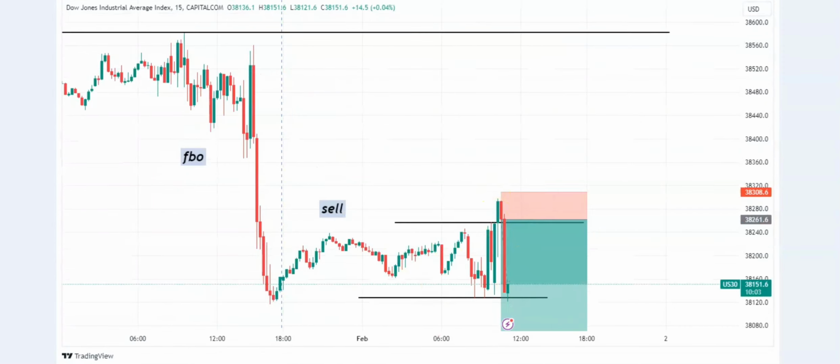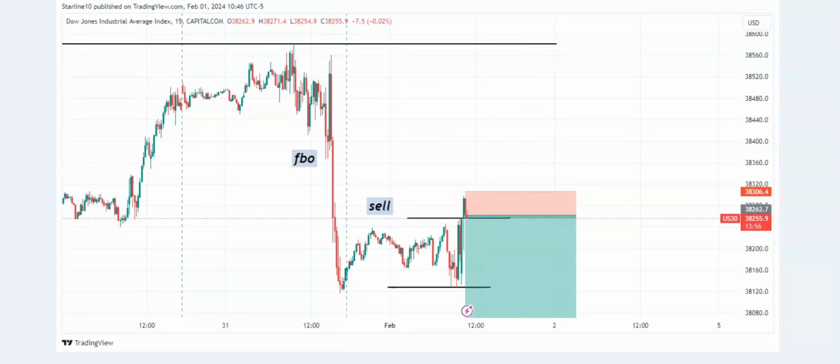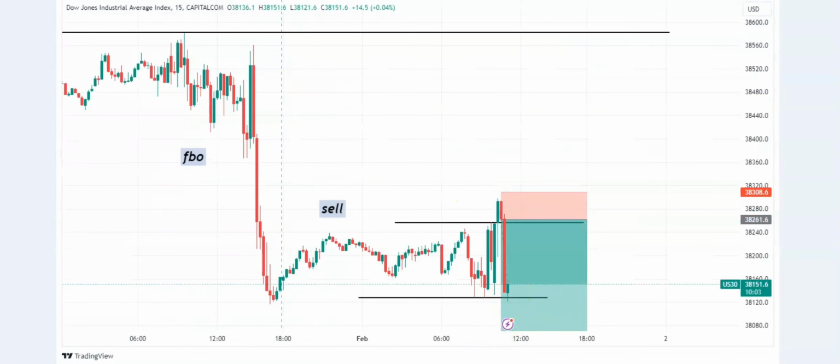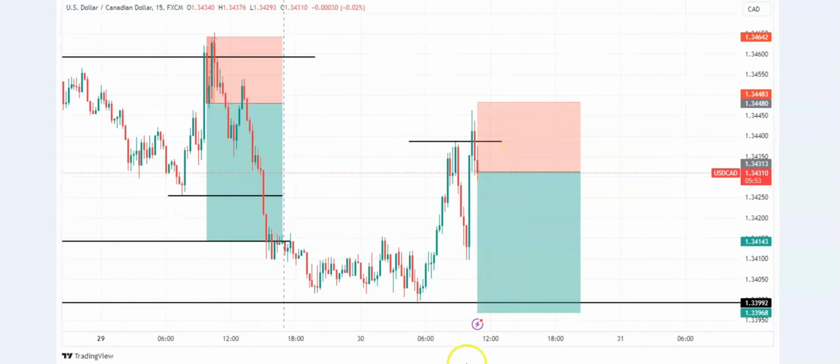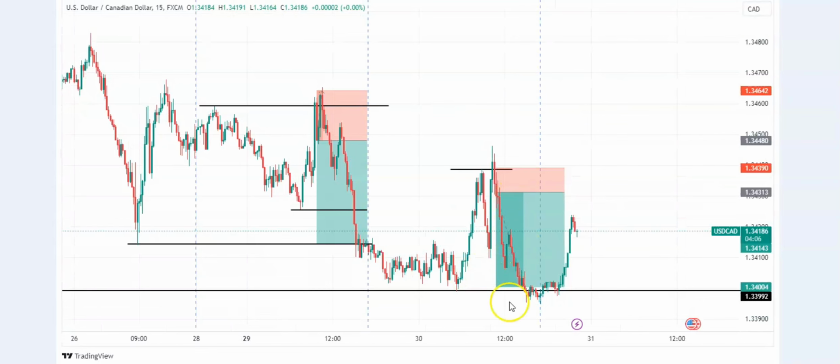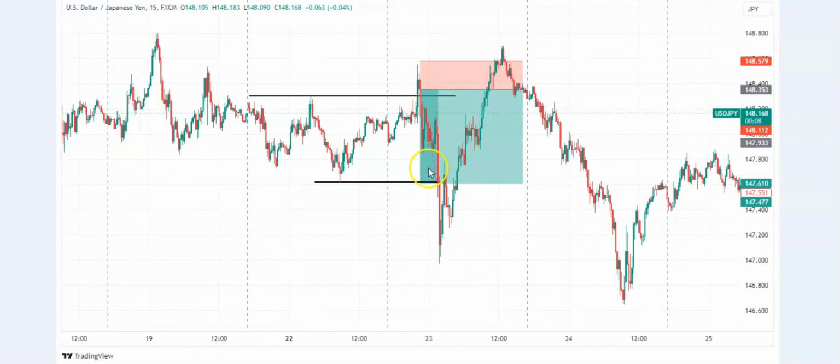Here's another trade setup. Oh, yes. This was the entry. This was the exit. This was the entry. We got stopped out. This was the entry. This was the result. This was the entry. This was the result.